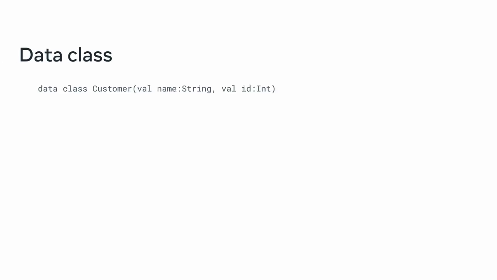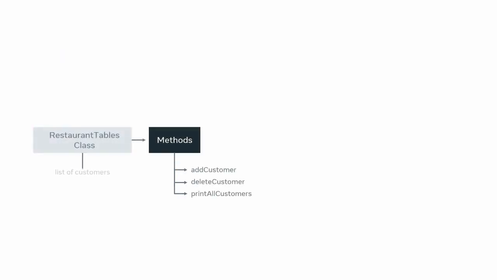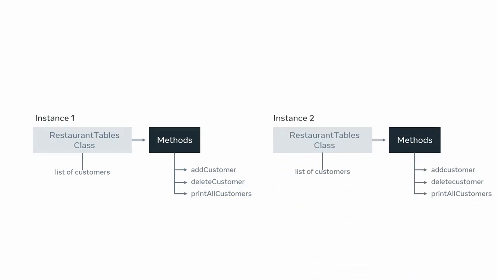As an example of how this works in practical terms, say you have a data class called Customer. The class called RestaurantTables is created, and within this class, it has a list of customers and three methods: addCustomer, deleteCustomer, and printAllCustomers. In the main function of the program, two instances will be created. The purpose of having two instances is to simulate the multiple access of a class.